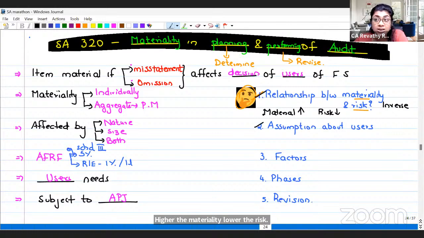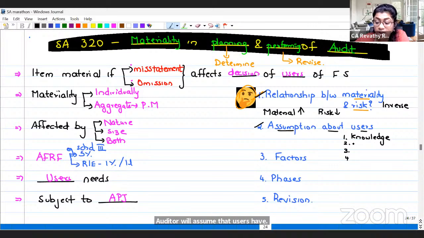This question was there in an MTP: assumption about users. You remember? Auditor will assume that users have knowledge about the business. They take decisions based on FS. They know business is uncertain. They know FS are prepared as per materiality.